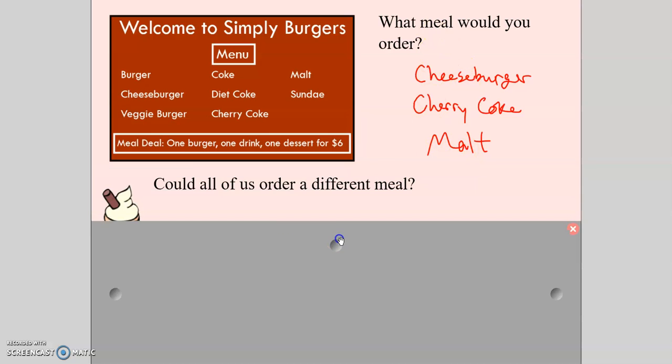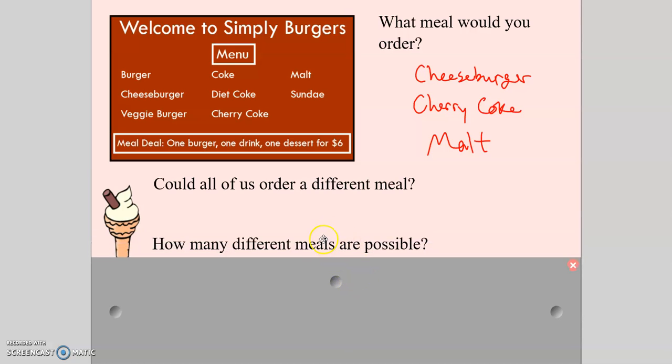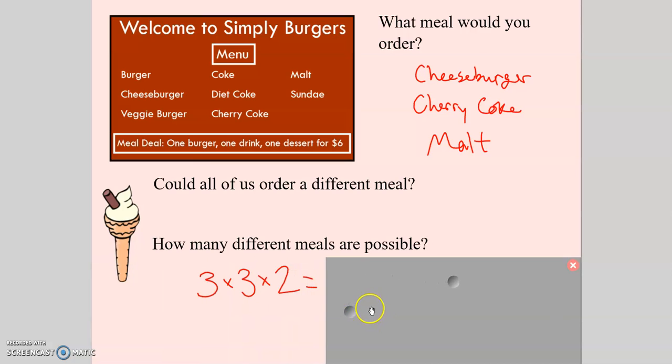Now, the question I usually ask in class is, could all of us in the room order a different meal? Then we've got to count how many people are there. Usually there's around 20 or so, sometimes less, sometimes more. But the key here is to figure out how many meals are possible. Hopefully you've seen problems like this. The general idea is if there's 3 options for the type of burger and 3 options for the type of drink and 2 options for the type of dessert, you can just do 3 times 3 times 2, which in this case would be 18. Depending on whether there's more or less than 18, that would tell us if all of us could order a different meal or not.